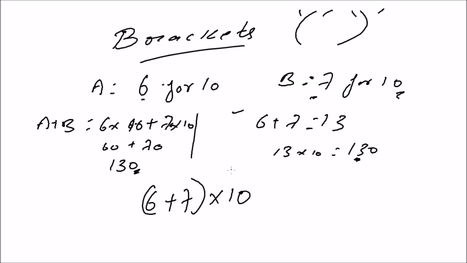So the rule of brackets is, first you will have to do the operations which are inside the bracket, and you have to get a single number, and that number has to be operated with the other numbers outside the bracket. So that goes like this. First you'll have to take the operations inside the bracket. Inside the bracket it's 6 plus 7, so 6 plus 7 will give you 13, and into 10 will give you 130. So this is how you use a bracket.